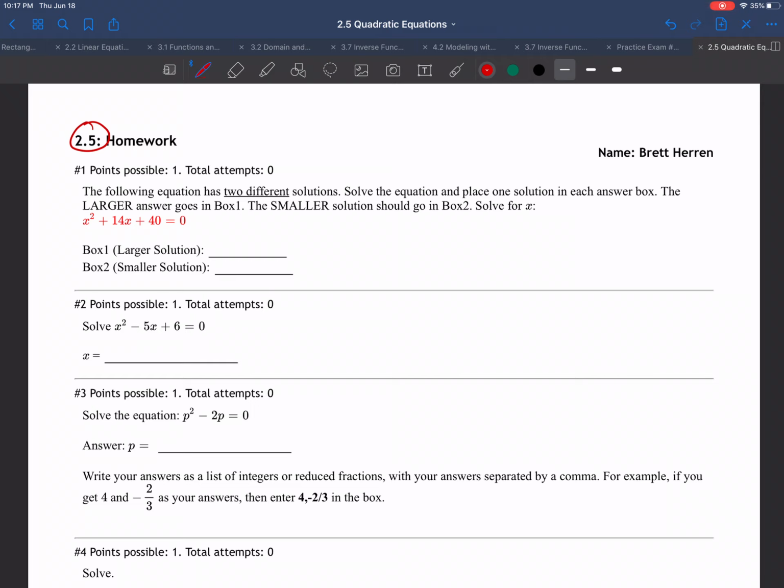Here's the very first question. The following equation has two different solutions. How do you solve this? Well, I'm really not interested in teaching this as much as how to do notes. Here's what I'm encouraging you to do.